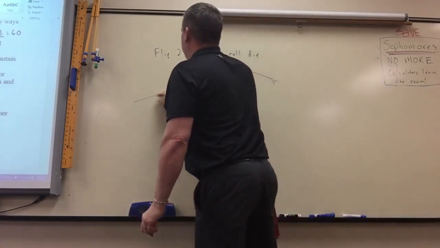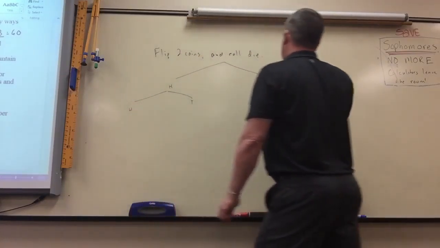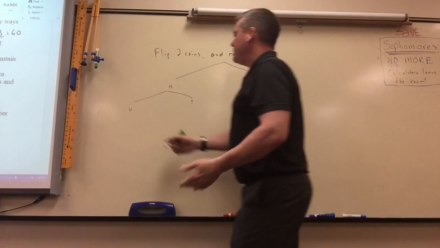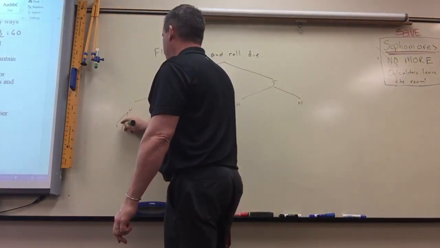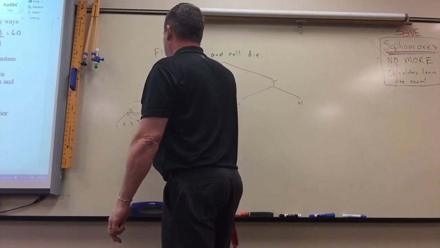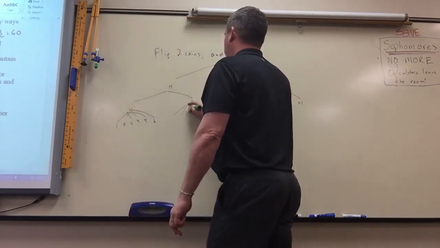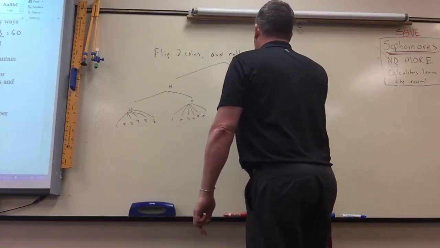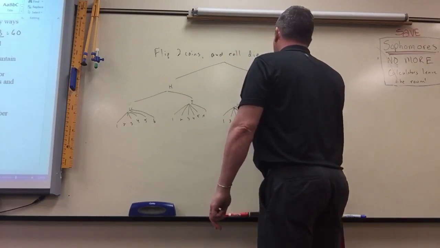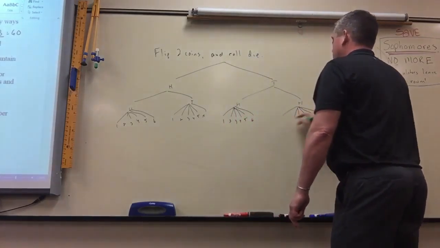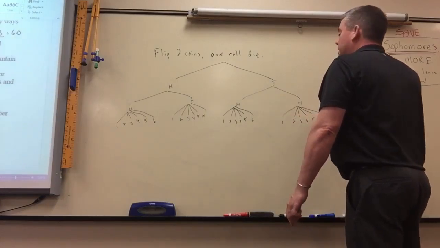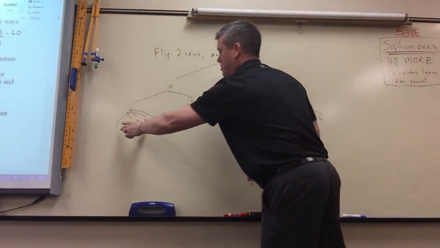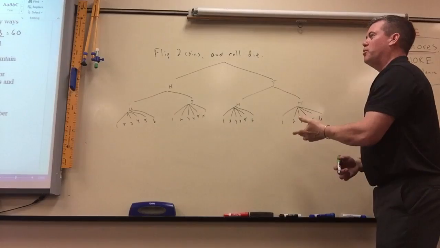And then when you flip the second one, heads or tails? Heads or tails, right? So there you're flipping the 2 coins. Then you roll a dice. What can happen? 1 through 6. So here's the tree diagram of this happening, which there'd be 24 different things because there's 6, 6, 6, and 6, 24.